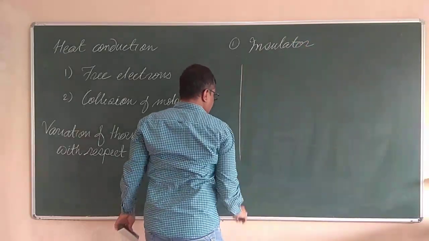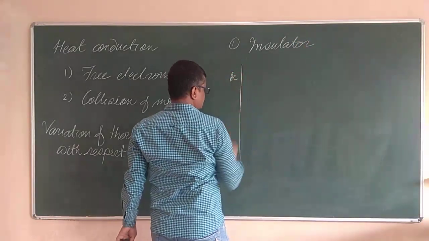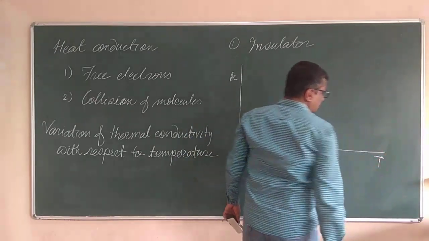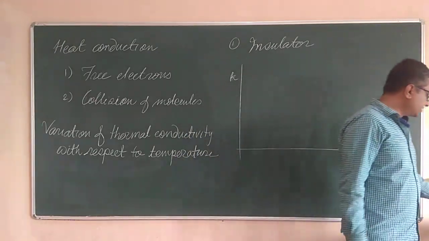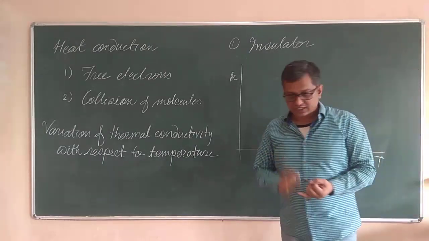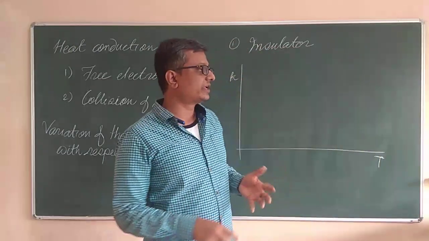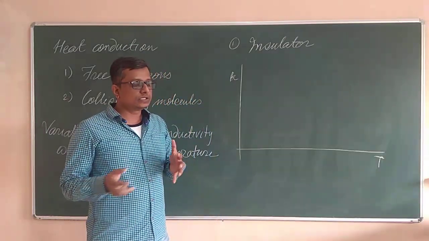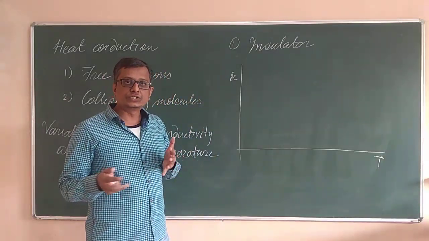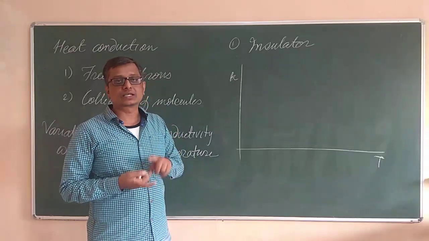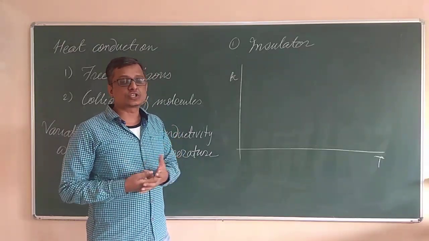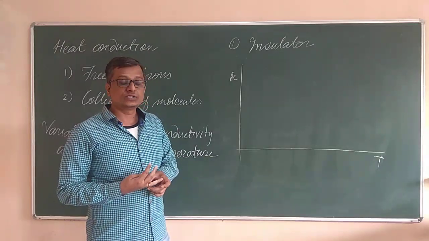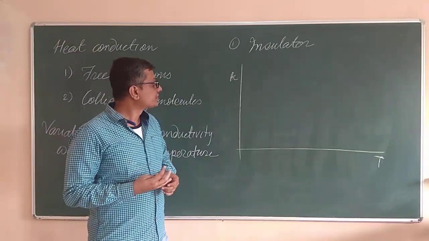Variation of thermal conductivity of insulators. This is K, that is thermal conductivity, and this is the temperature T. Now, you know the typical insulators like asbestos material, air. Air, as a gas, we will see separately, but mostly the insulators, typically say wood, rubber, glass. So the asbestos material. So these are the insulators. Mica is an insulator. Mica is used as a dielectric in case of a capacitor.